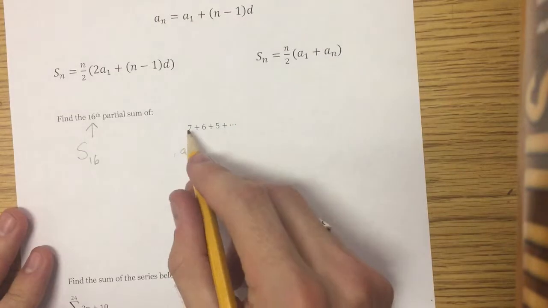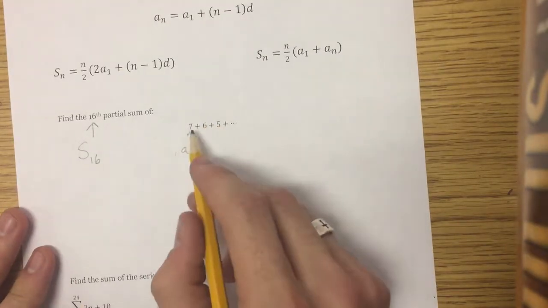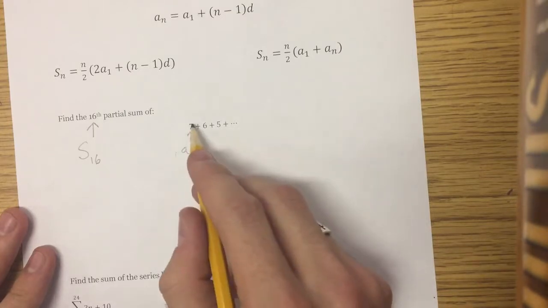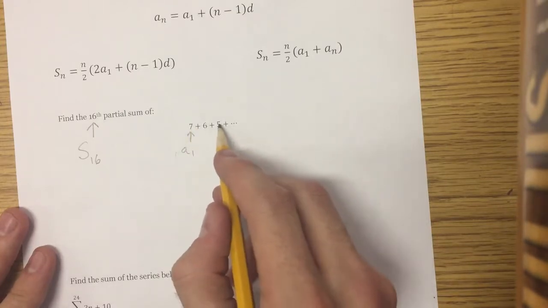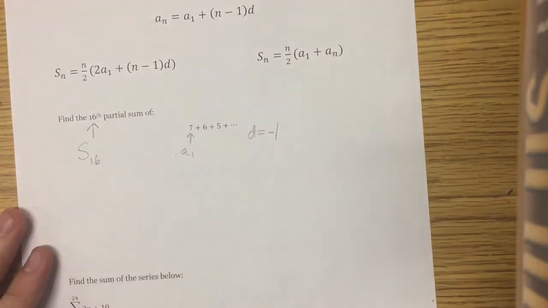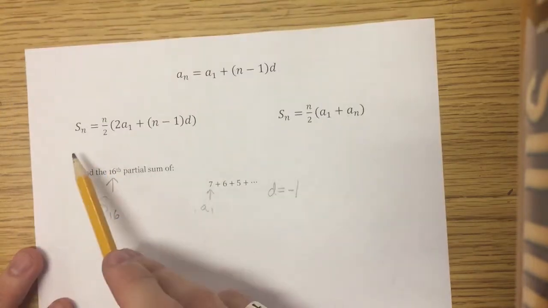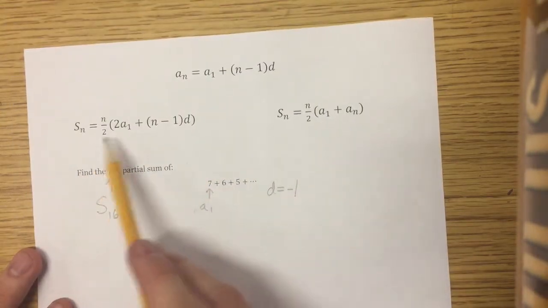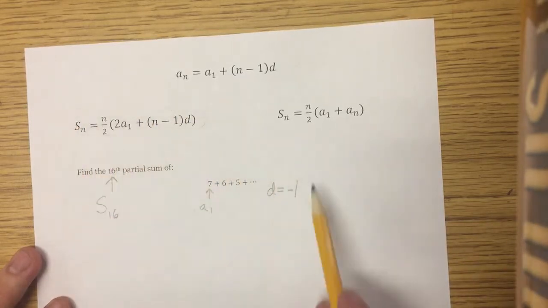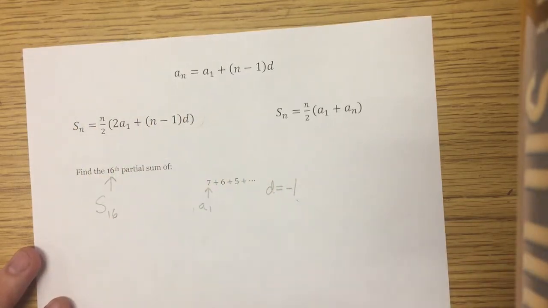We can figure out what D is by looking at how much it's going down. And here, as you can see, it's going down by 1 every single term. Minus 1, minus 1. The next term would be 4, going down by 1 again. So D is -1 since we're subtracting 1 every single time. So then we take a look at these two equations up here, because we got two that have to do with sums, and we look at which one we could use. Well, this one includes D, and since we have D here, that's what we want to use.